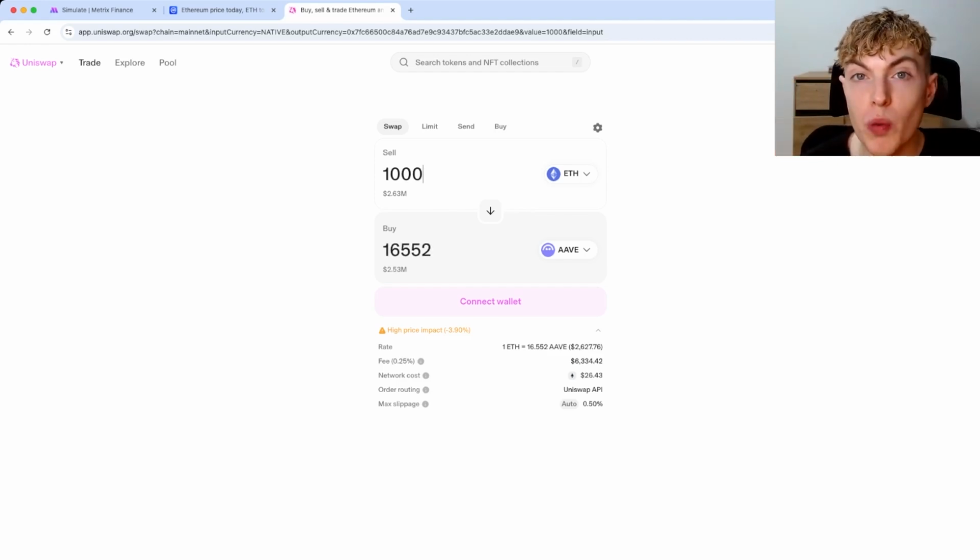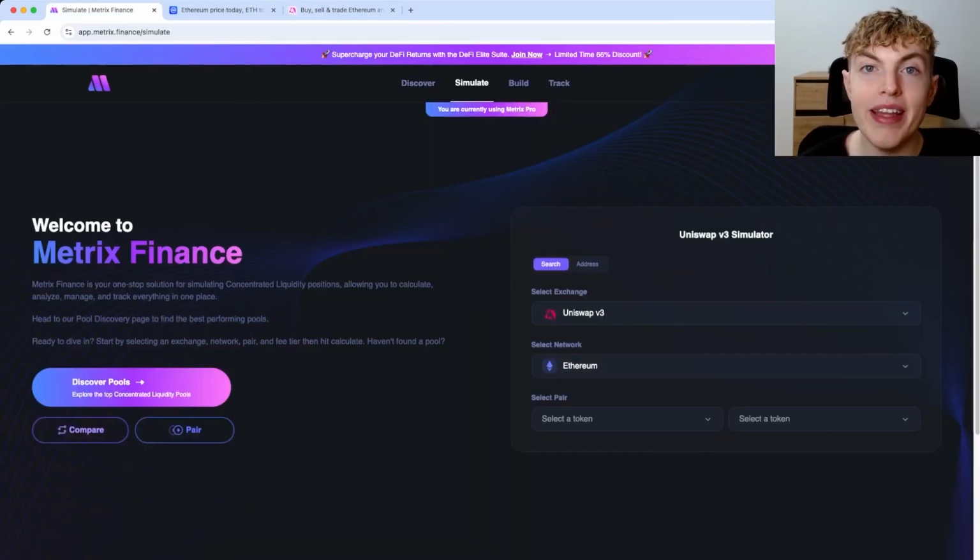And the reason why it's a win for you is that when a trader makes the trade and it gets finalized on the network, you can get a percentage of the fees that the trader pays. So it's a really cool business model if you aren't familiar with it already. So we can find these liquidity mining opportunities on this software called Metrics Finance.